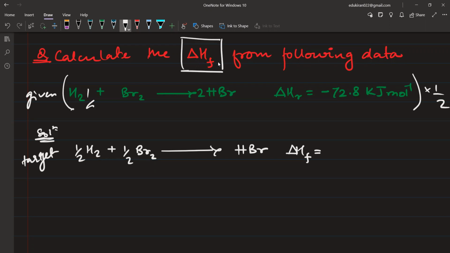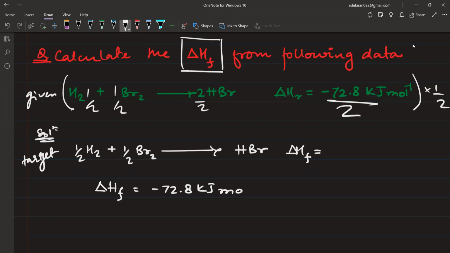तो ये क्या हो जाएगा? 1 by 2 हो जाएगा, ये भी 1 by 2 हो जाएगा. This will be also by 2 and this will be also by 2. Can all of you see that? Yes or no, please tell me. आसान है ना. अब प्लीज ध्यान रखिएगा, delta H formation will be equal to minus 72.8 kilojoule per mole divided by 2.